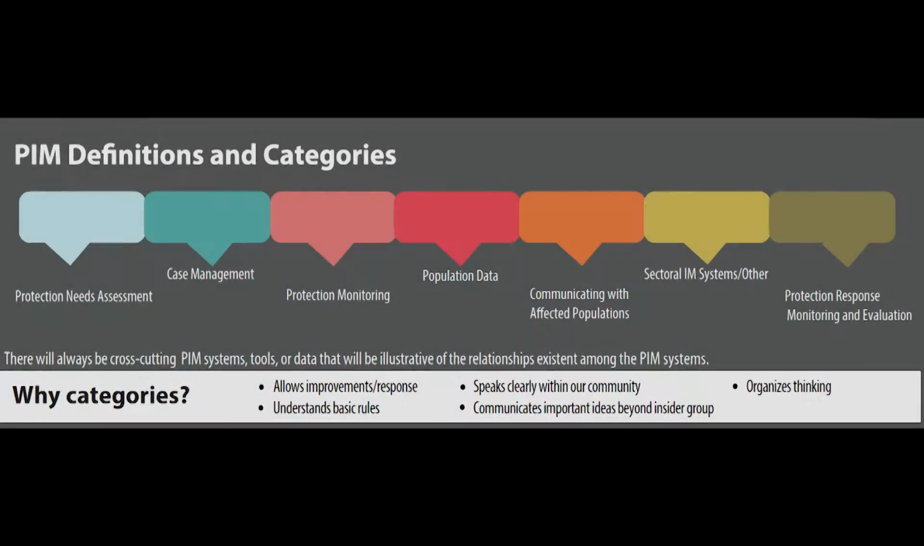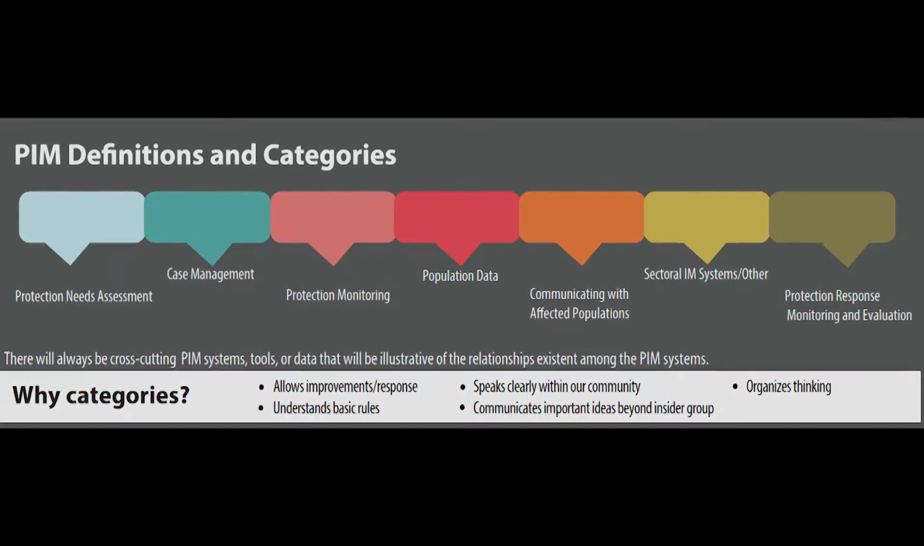Lastly, we also discussed and agreed upon the categories that make up protection information management and their definitions. These are protection needs assessment, case management, protection monitoring, population data, communicating with affected population, sectoral IM systems, and lastly, protection response monitoring and evaluation.